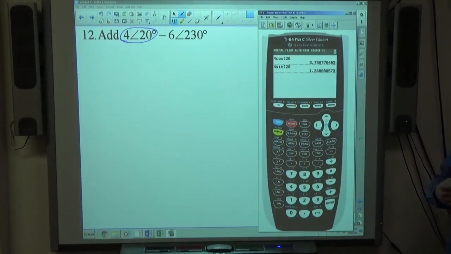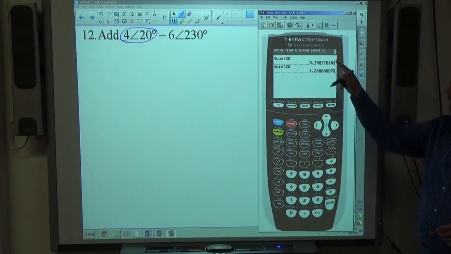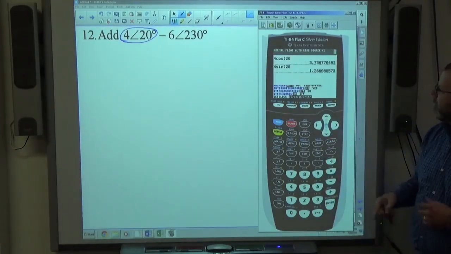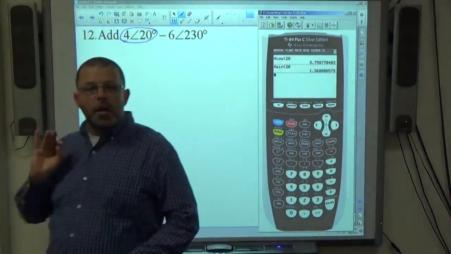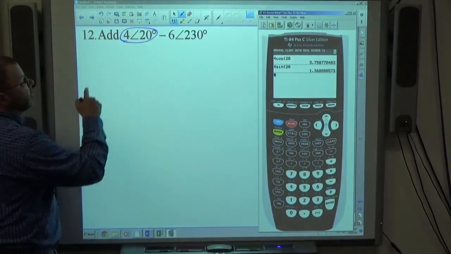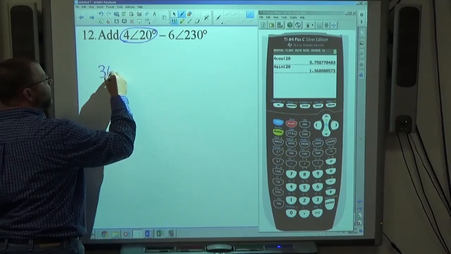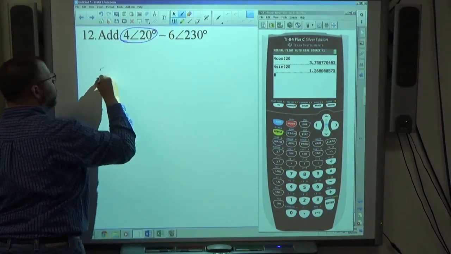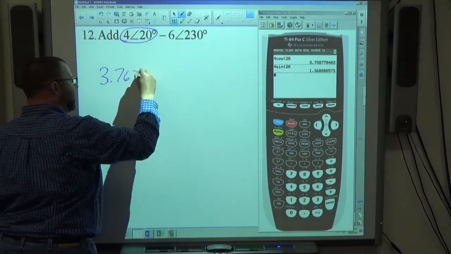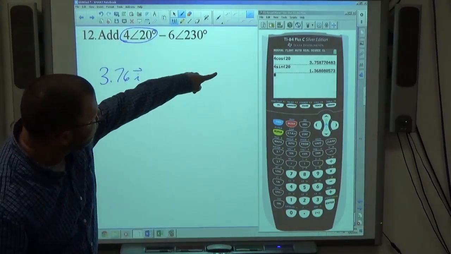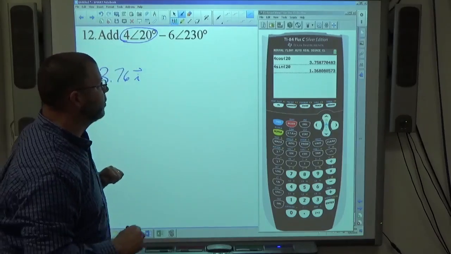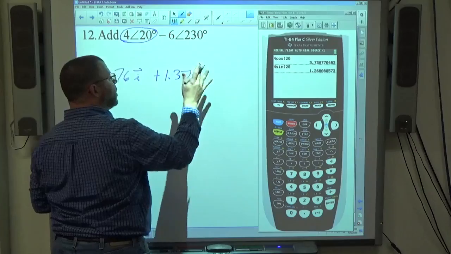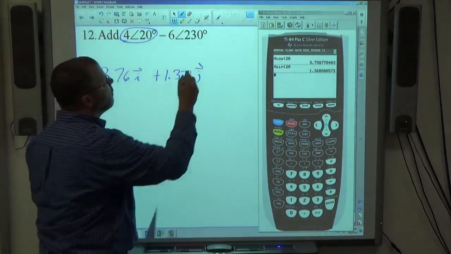If you've got the TI-83 Plus instead of the TI-84 Plus, it won't have that at the top. Just hitting mode, you can see that whichever one's highlighted is what you have. Magnitude cosine gets you the I vector, so 3.76 I vector. I'll tell you what, I'm leaving off stuff right now. 3.76 I vector, and the 4 sine, the magnitude sine of the angle gets us the J vector, so it's going to be plus 1.37 J vector. So that gives me rectangular coordinates of the first vector.